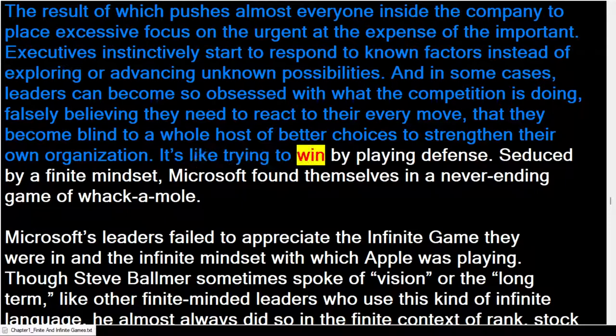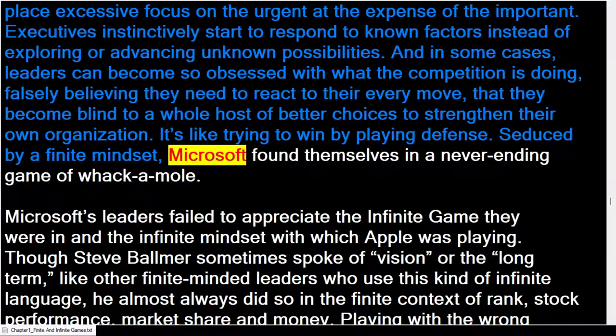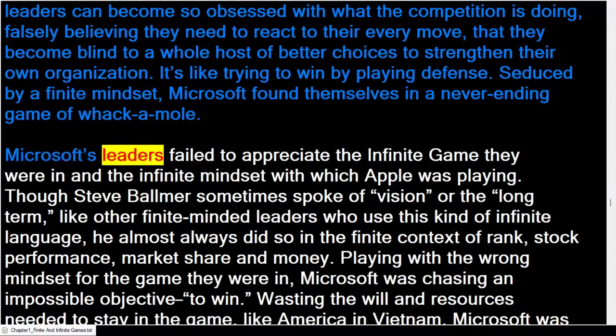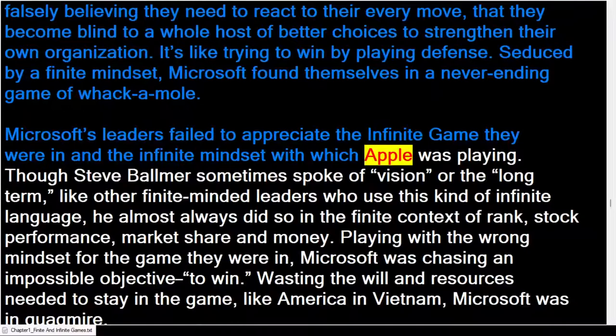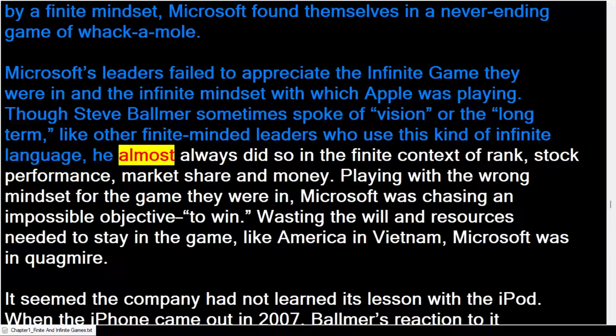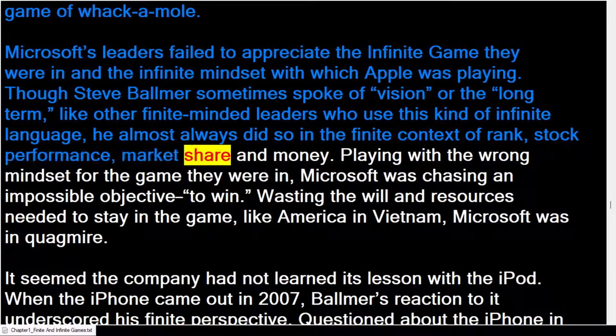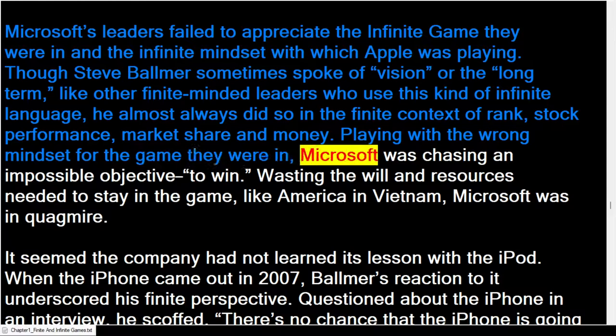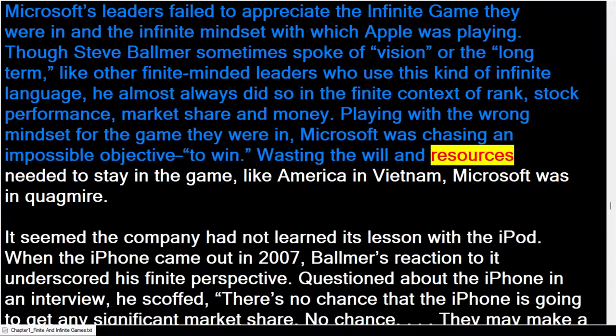Seduced by a finite mindset, Microsoft found themselves in a never-ending game of whack-a-mole. Microsoft's leaders failed to appreciate the infinite game they were in and the infinite mindset with which Apple was playing. Though Steve Ballmer sometimes spoke of vision or the long term, like other finite-minded leaders who use this kind of infinite language, he almost always did so in the finite context of rank, stock, performance, market share, and money. Playing with the wrong mindset for the game they were in, Microsoft was chasing an impossible objective to win, wasting the will and resources needed to stay in the game. Like America in Vietnam, Microsoft was in a quagmire.